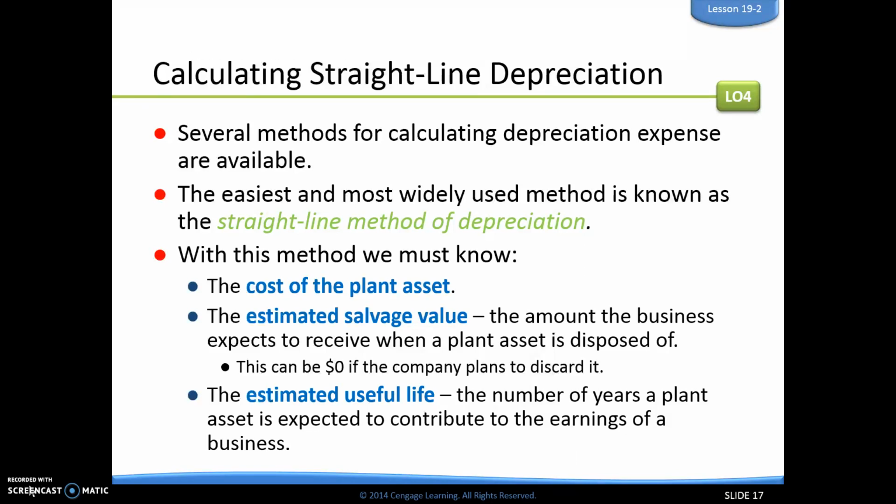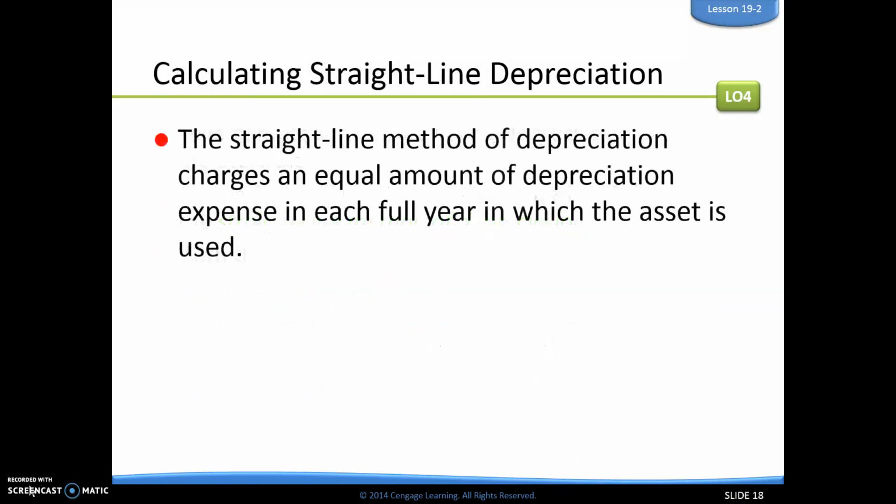Now, just note that it says estimated salvage value and estimated useful life. We can't say for certain that we're going to be able to sell something at the end of its useful life for a certain amount. We can't say that. That's why it's estimated. Same thing where we can't say that a plant asset is going to last us 10 years. We don't know that for certain. So it is just an estimate of those two things.